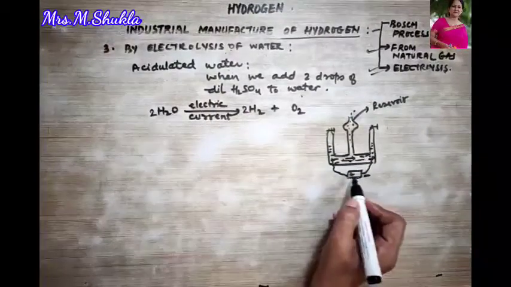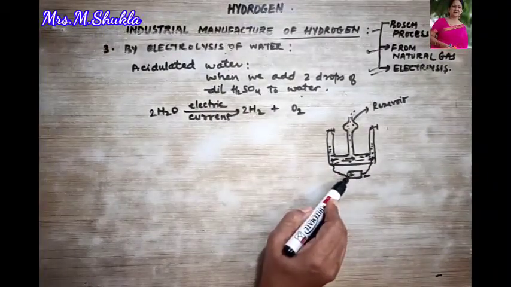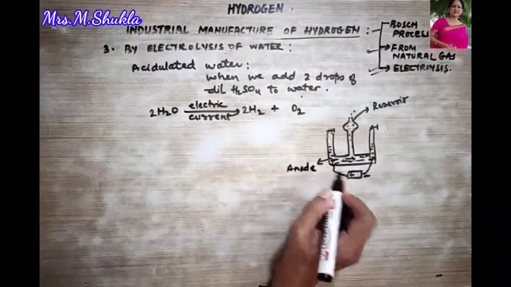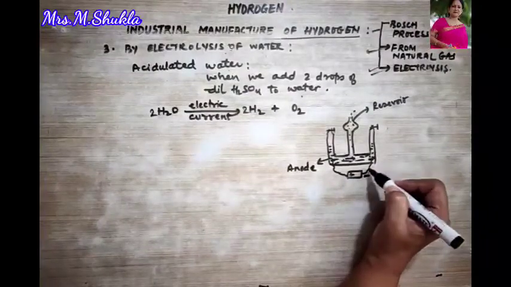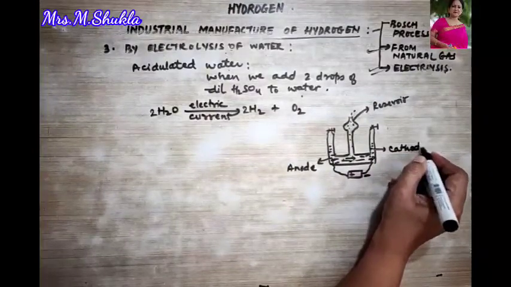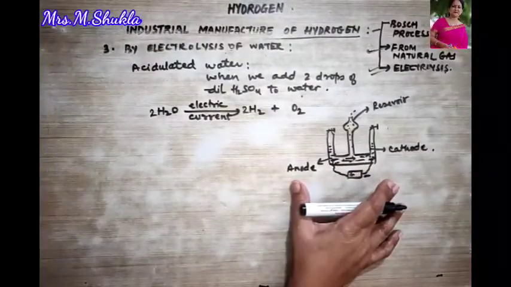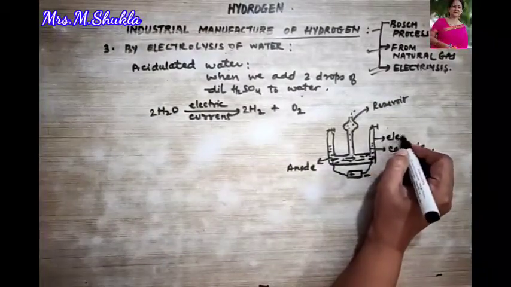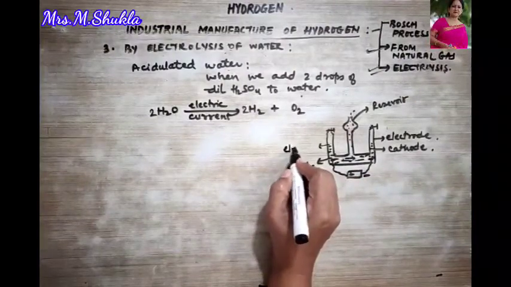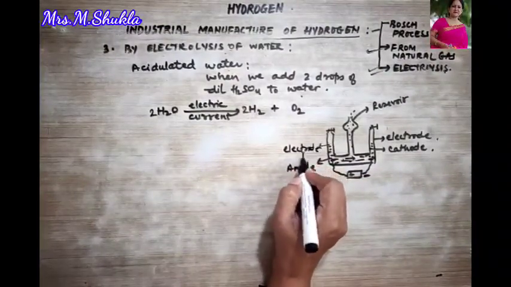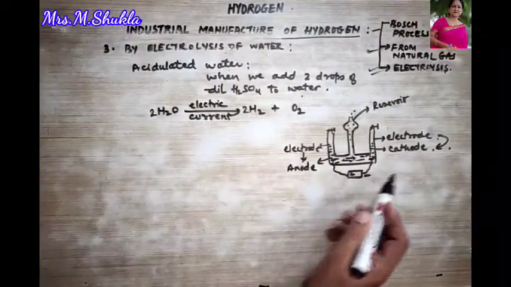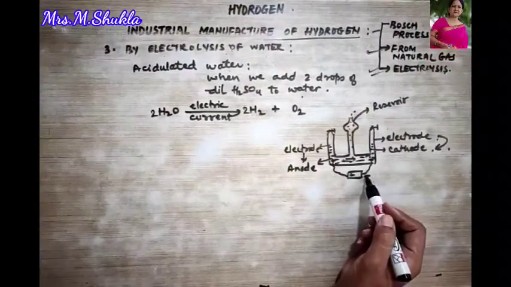Clear? So the end which is connected to the positive end of the battery, this electrode will be called as anode. So this is a positive electrode. The one which is connected to the negative end of the battery, what is this called? This is called cathode. Clear? These are the electrodes I'm talking about. Anode is connected to the positive end and cathode is connected to the negative end.